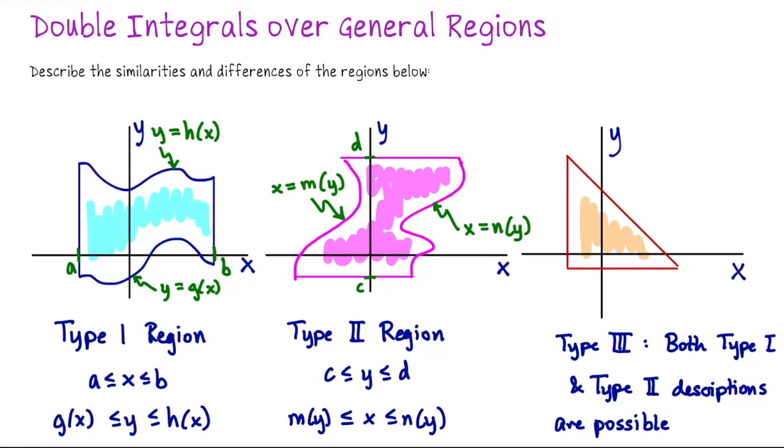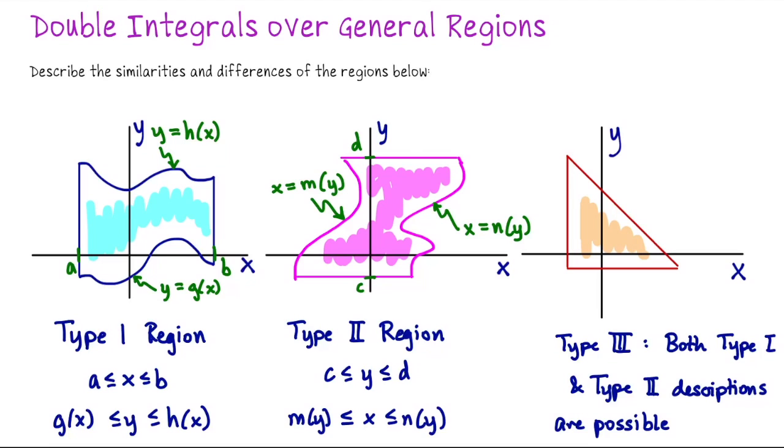So if I wanted to integrate over a region that looked like one of these three pictures, the first thing I want to do is understand how to describe the bounds on the variables. So if the region was type 3, you would choose to either describe it as a type 1 or type 2 domain.